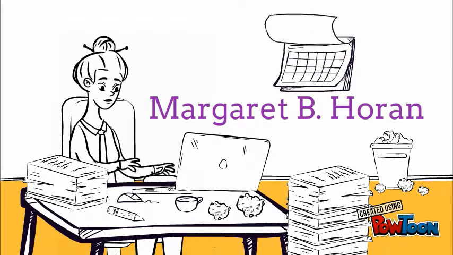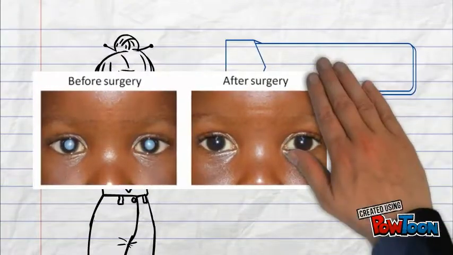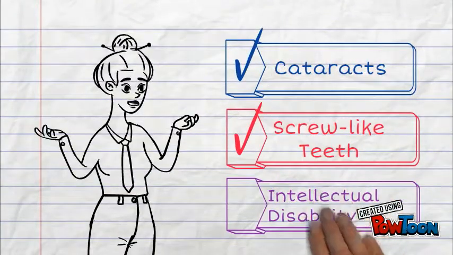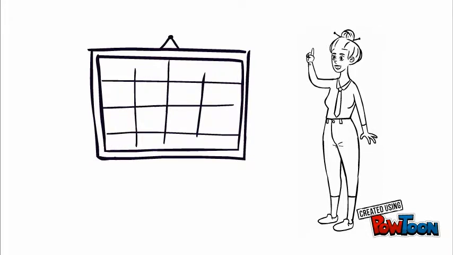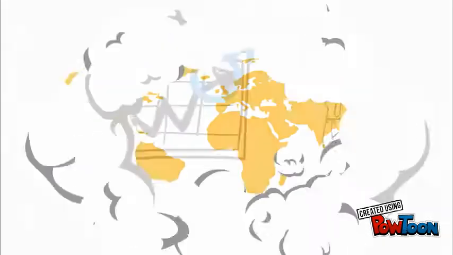Here we have Margaret B. Horan, Australian pediatrician. While working with patients, she began to notice a unique set of symptoms that appeared together, like cataracts, screw-like teeth, and intellectual disability. Surprisingly enough, she also noticed that these symptoms appeared together more severely and more often in boys.